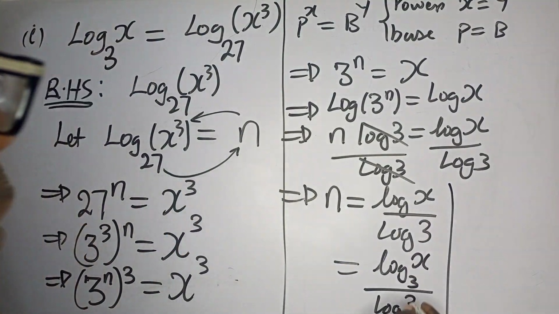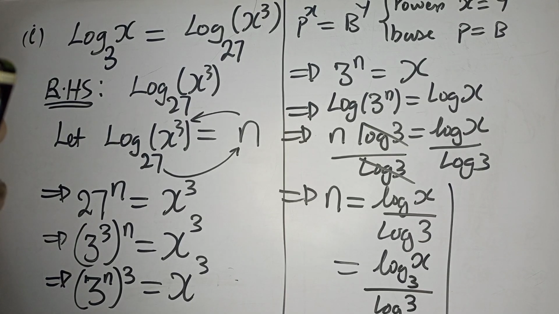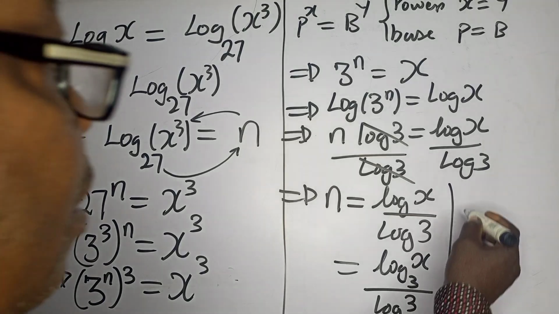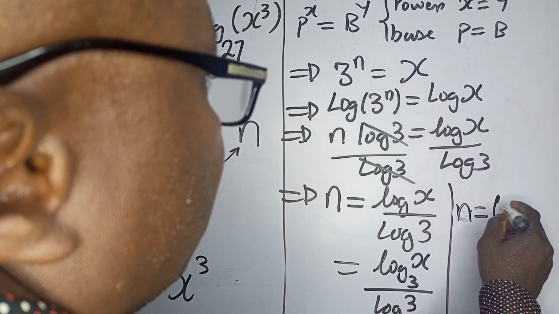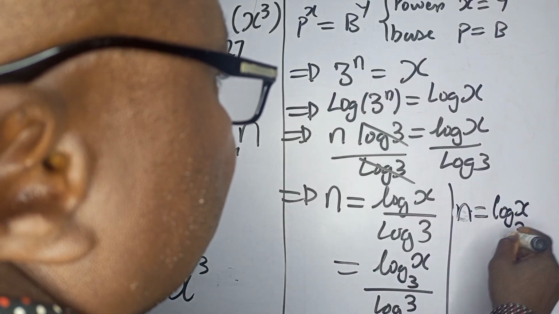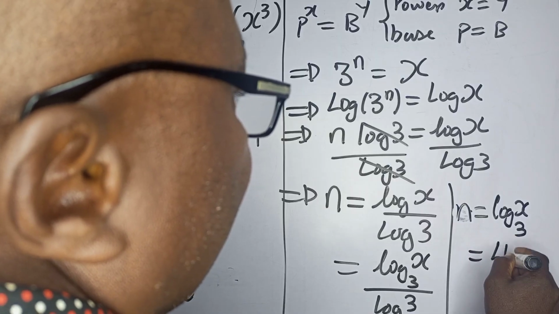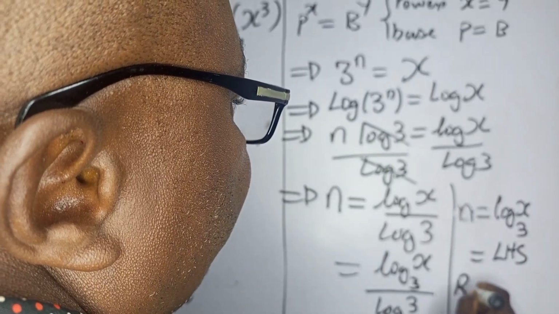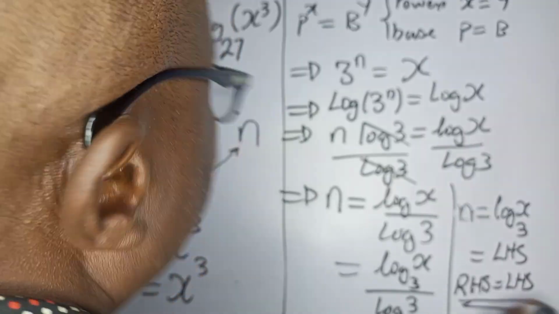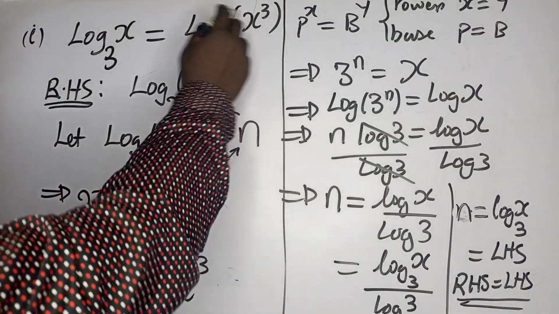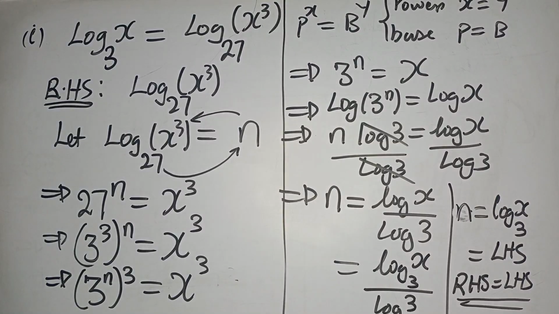But what is log of 3 base 3? It simply means to what power do we raise this base to have the argument? To what power do we raise 3 to have 3? It is 1. So this expression down here is simply 1. And so what we simply have is that n is equal to log x to the base 3, which is simply our left hand side. So finally, we have shown that the right hand side equals the left hand side.